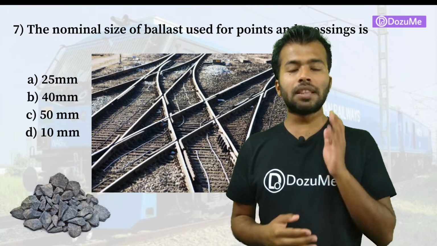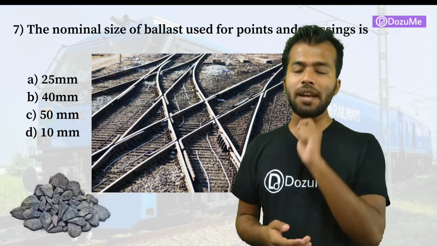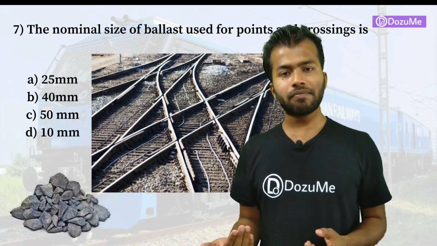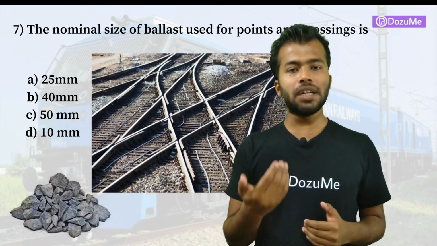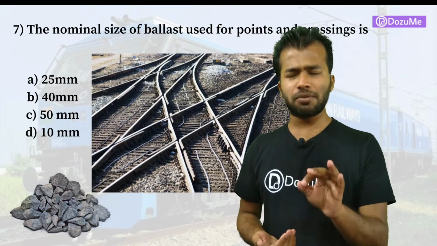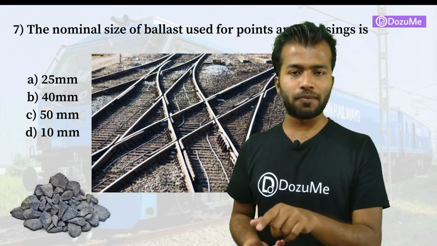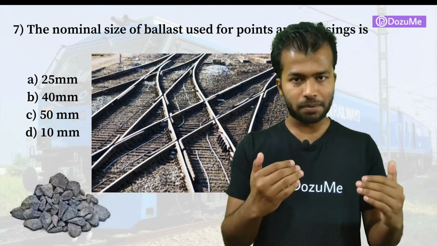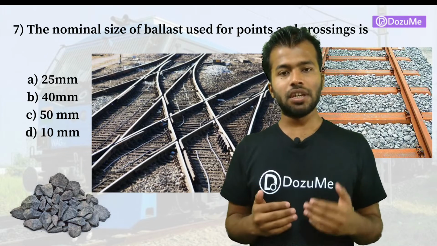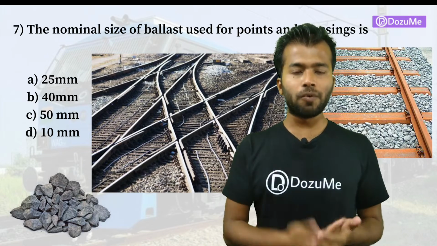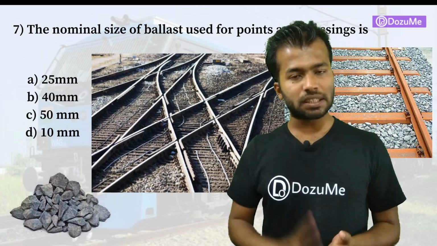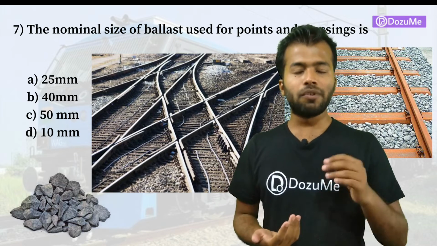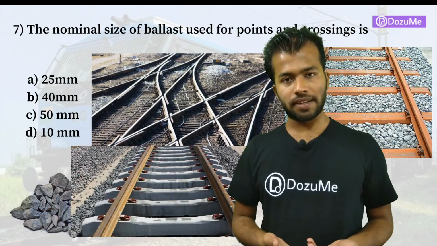What the size will be? The maximum size will be 25.4 mm for the points and crossing area of the rail. Okay, maximum size will be the 25 mm. Basically the exact value is 25.4, but we will go for the 25 mm. And for the steel sleeper, for the normal stock rail section, for the steel sleeper we will go for the 38 mm size of ballast material, and for the concrete sleeper we will go for the 51 mm size.